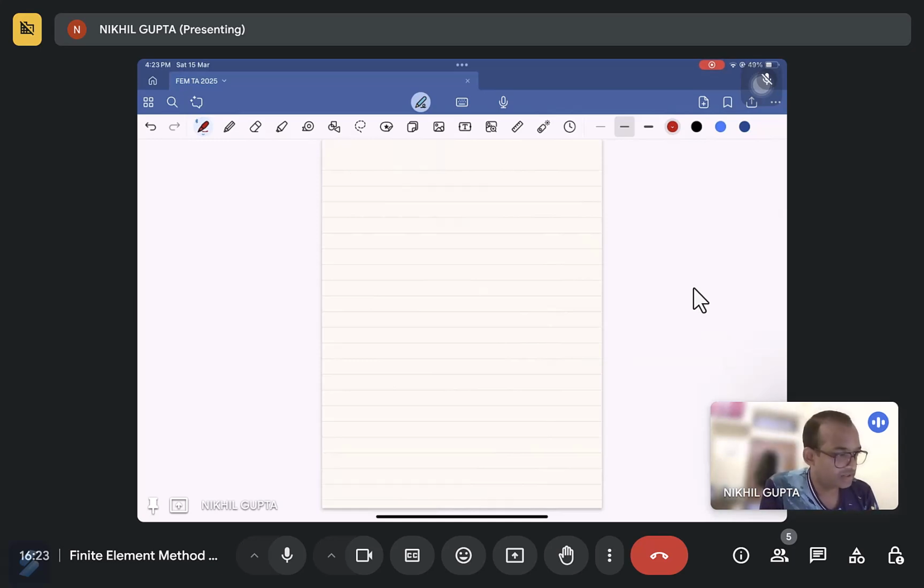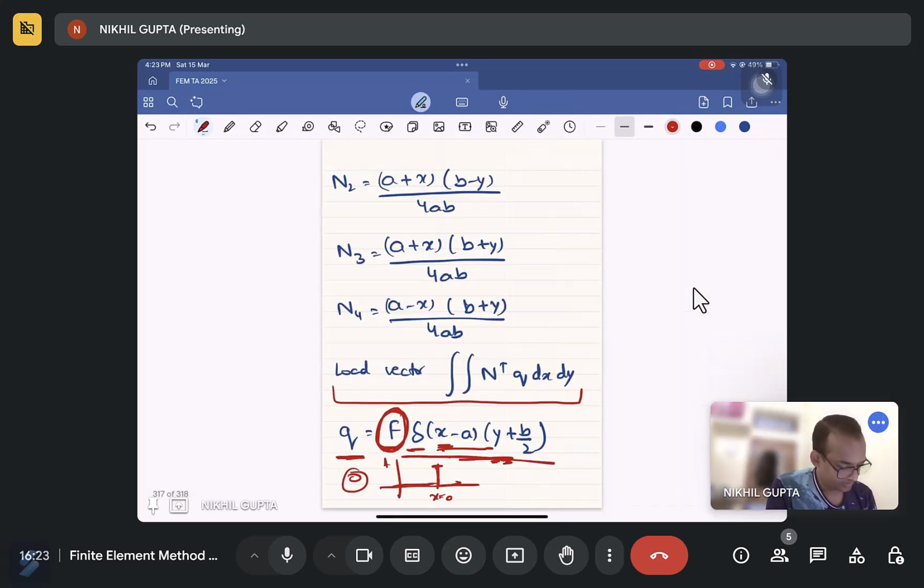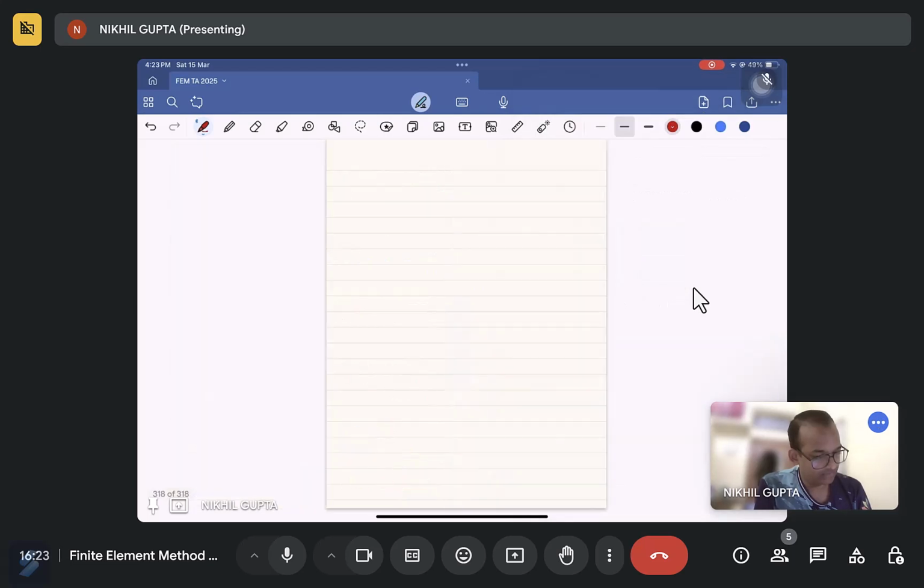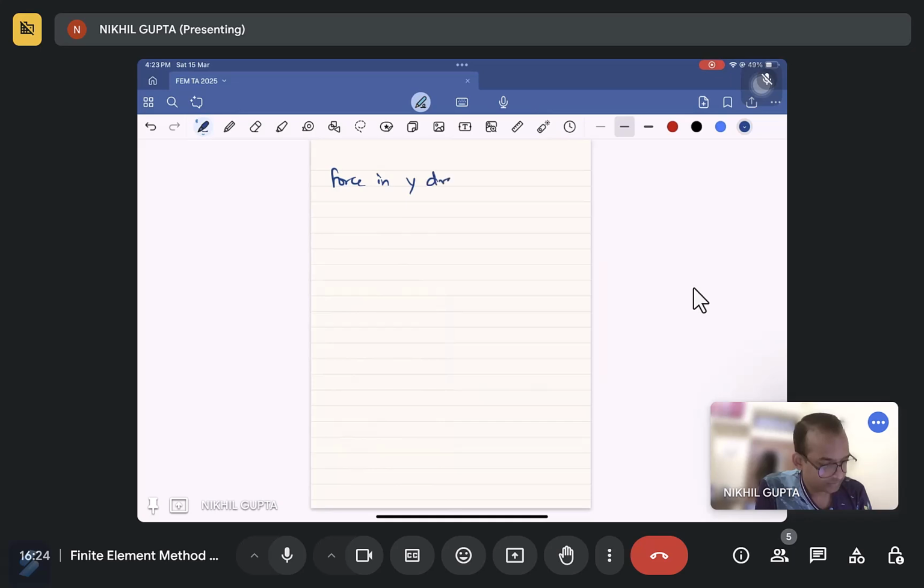Also, this is the force in the x direction. So you can write qx. If you write the force in the y direction, it will be qy equal to 0. So in the y direction, if you write the force vector, it will be 0, 0, 0, 0. But what we have to find is in the x direction.